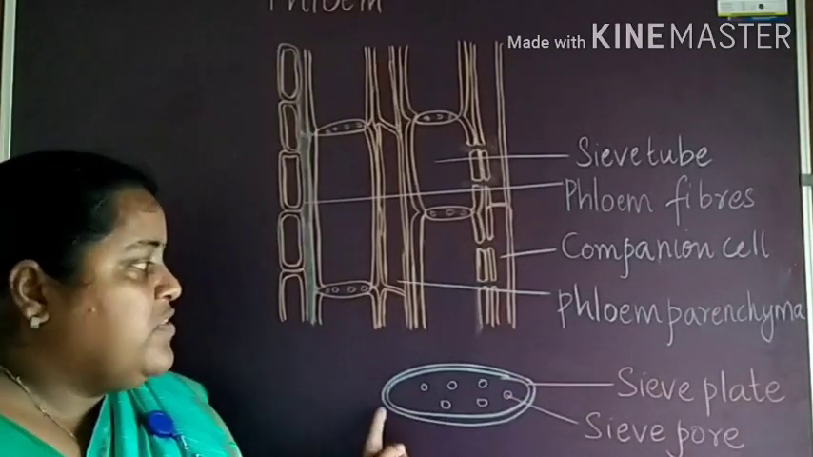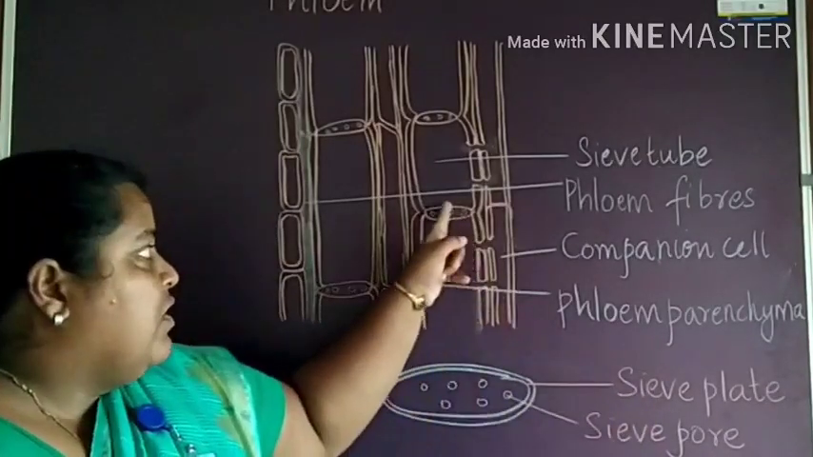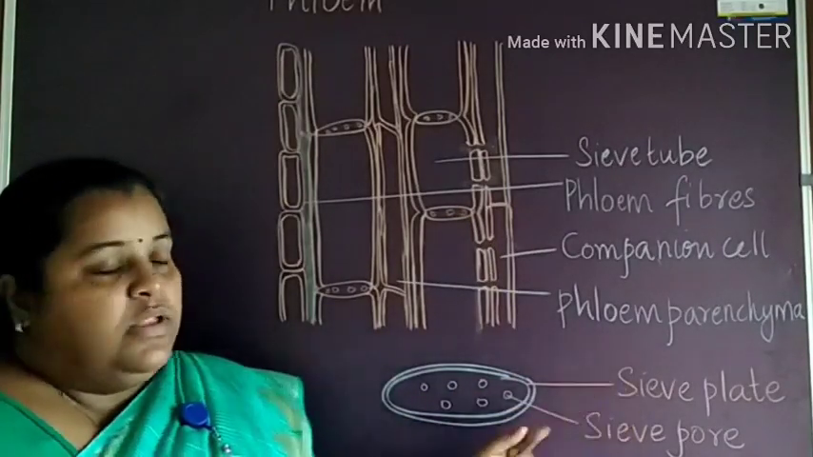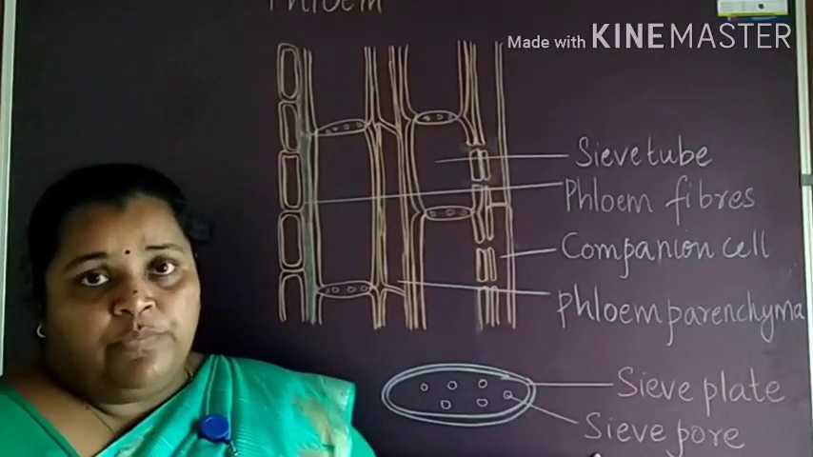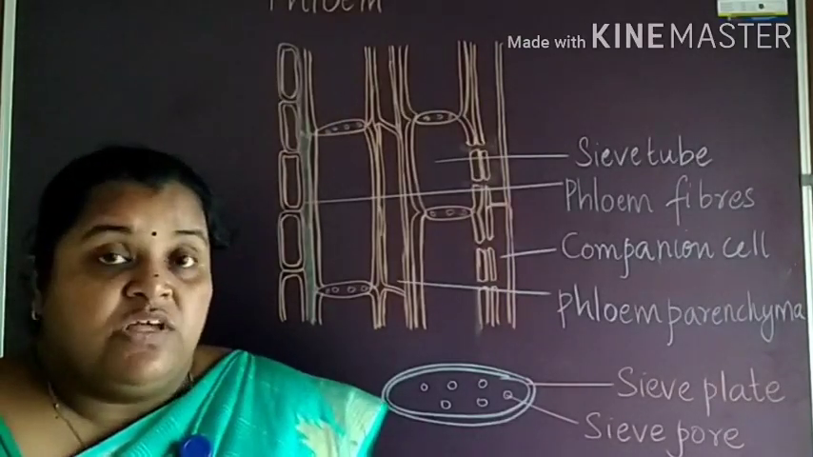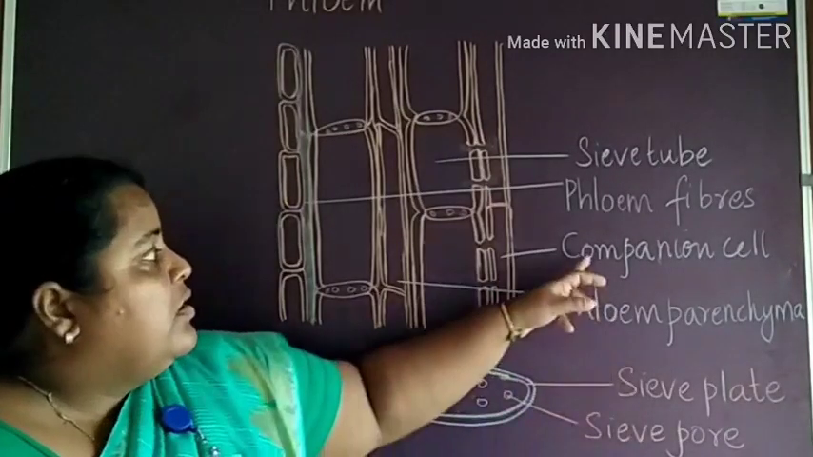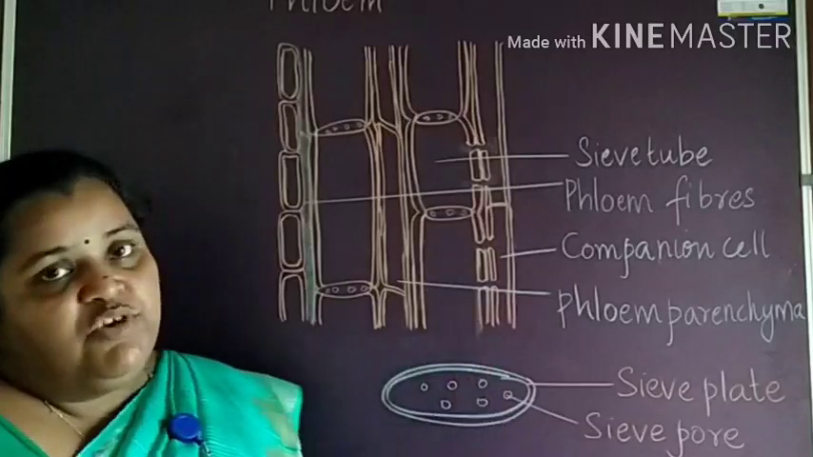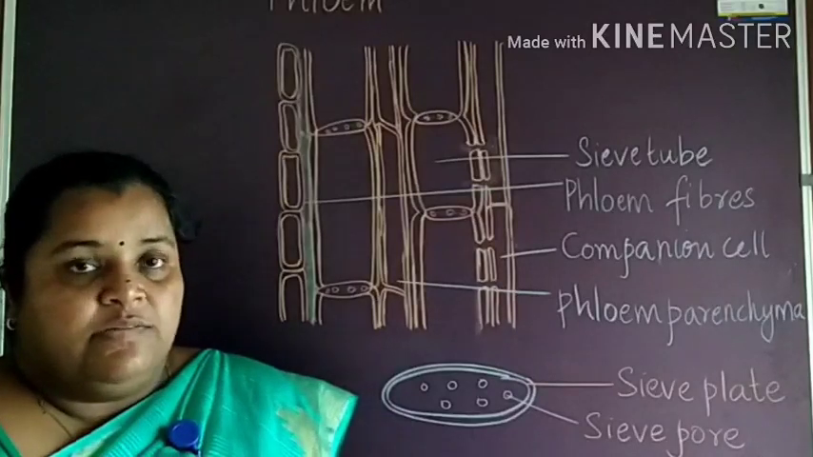Sieve tubes have a cross wall in between and it is called the sieve plate. They have numerous pores on the sieve plate and they are called sieve pores. The cytoplasm of adjacent sieve tubes are interconnected through the sieve pores. Companion cells are always seen associated with the sieve tube. They are a type of parenchyma cells.